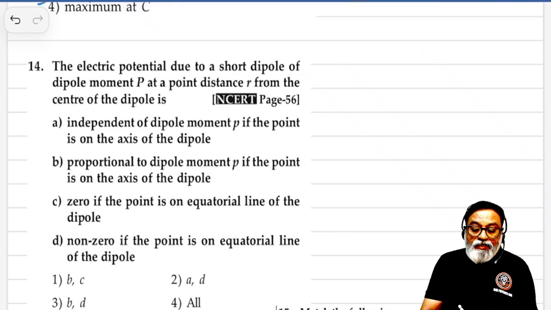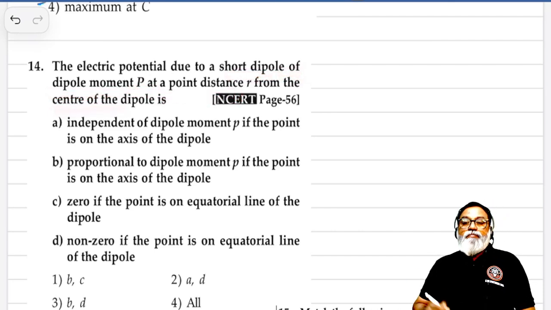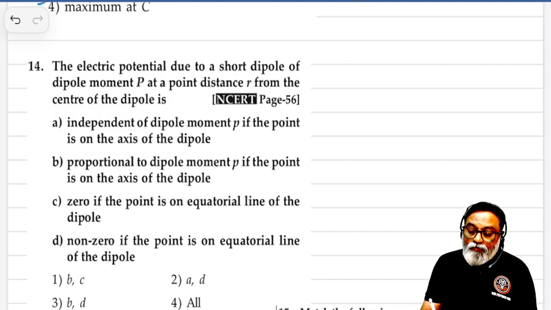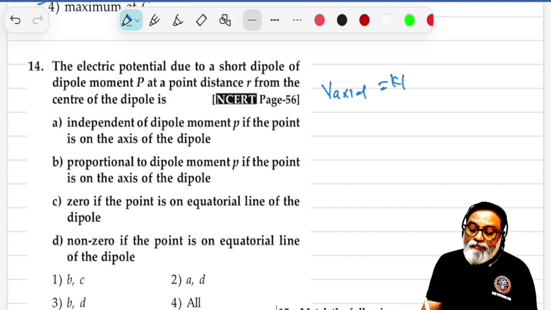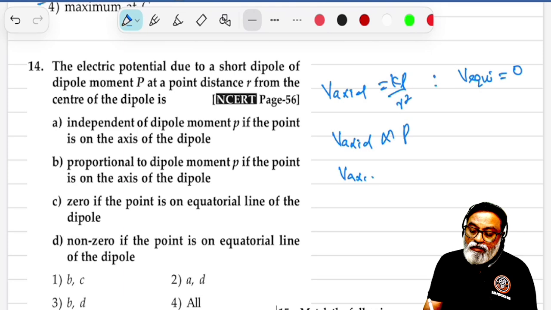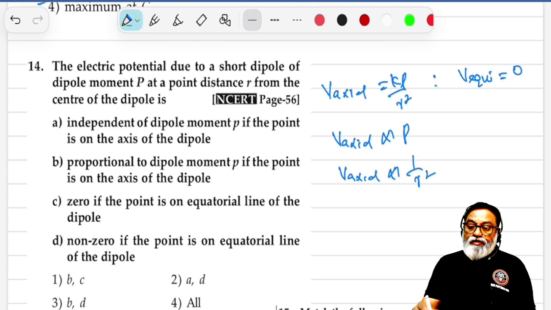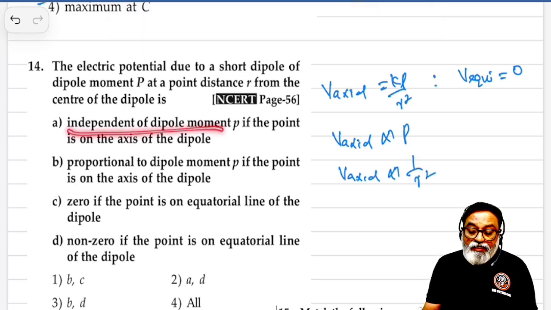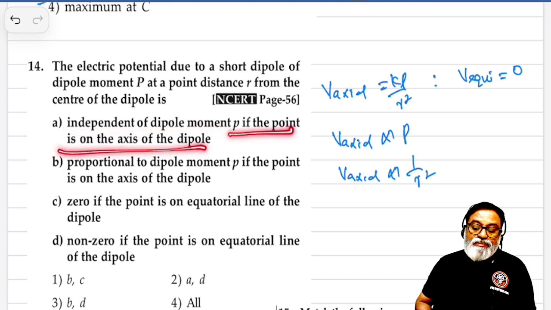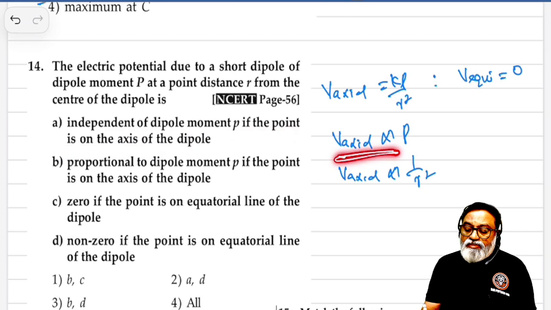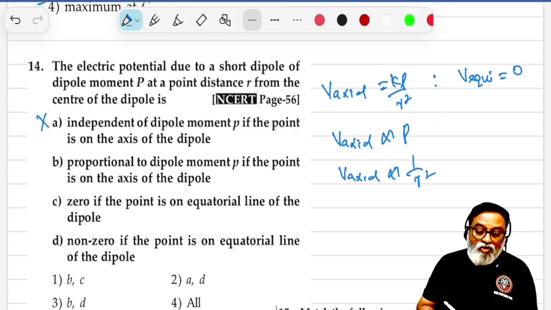Next one. Electric potential due to a short dipole of dipole moment P at a point distance R from the center of the dipole. So here electric potential due to a dipole on the axial line is Kp by R square. On the equatorial line, this is 0. Therefore, on the axial line, it is proportional to P and also proportional to 1 by R square. So here, independent of dipole moment P, if the point is on the axial line: on the axial line, V axial is directly proportional to P. Therefore, this one is wrong.